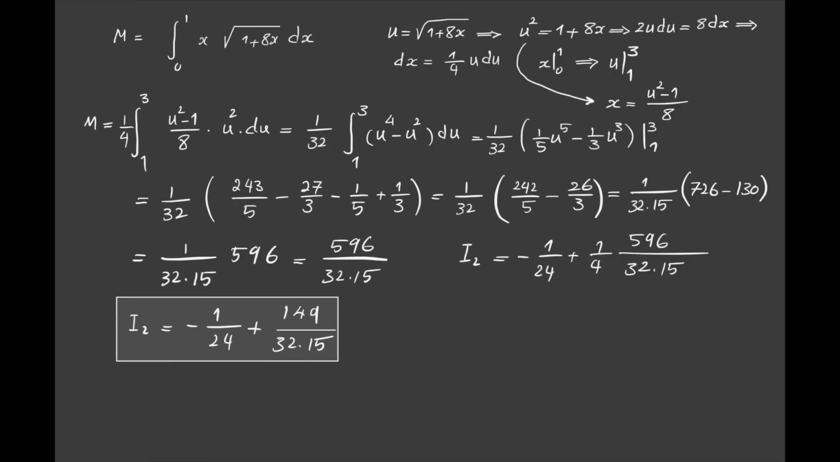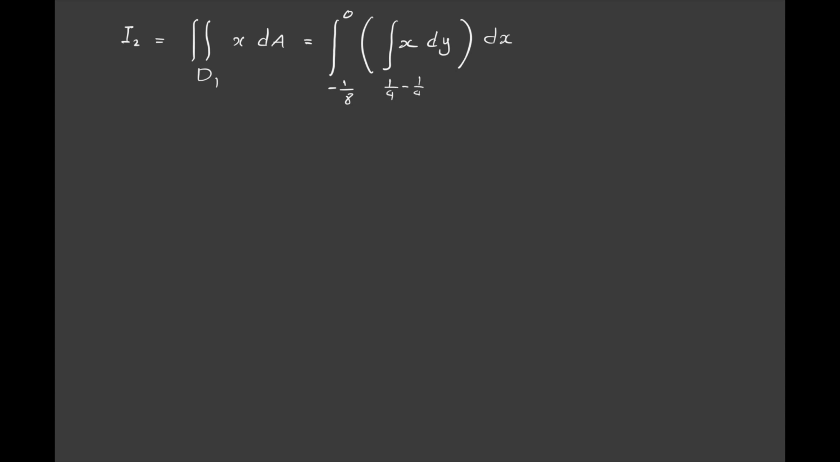Okay, so now I go to the next page. Let me calculate I2. I2 is the integral on domain 1 of x dA, and then as before I give the role of my free variable to x. So x goes from -1/8 to 0, and then I have another integral with integrand x, variable is y, but it goes from 1/4 minus 1/4 square root of 1 plus 8x up to 1/4 plus 1/4 square root of 1 plus 8x. Okay?